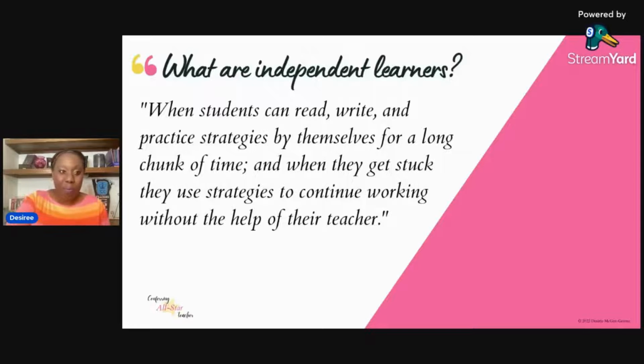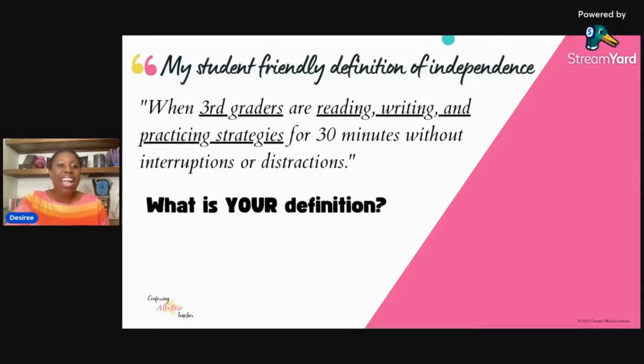Okay, now I have to take that definition, because that's probably what I would say to an adult, and change it into student-friendly language for the students that I would be working with, okay? So let me go back to when I taught third grade. This is one definition that I said: when third graders are reading, writing, and practicing strategies for 30 minutes without interruptions or distractions, okay?